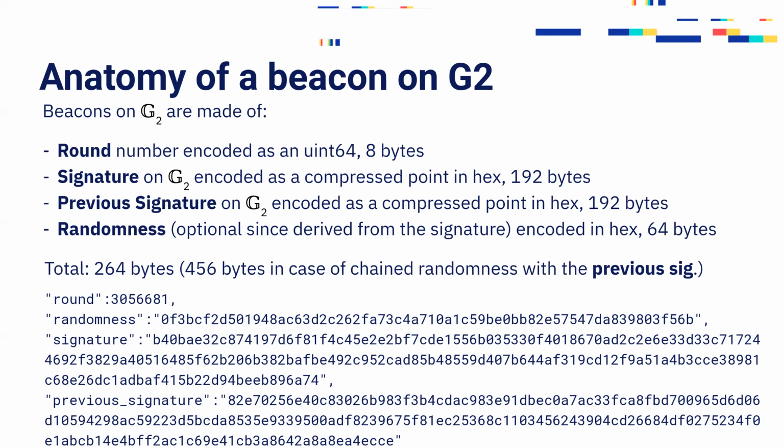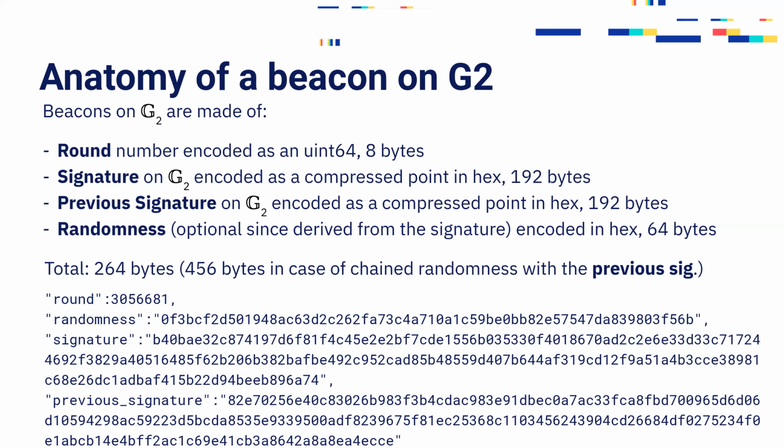So here we're at round 3,056,681. So the previous signature value is the signature of round 3,056,680. And the most important thing, the thing we're producing, and we're basically telling people, hey, here it is, you can use it. Here is publicly verifiable randomness. It's the randomness field. And that is actually a hash of the signature.